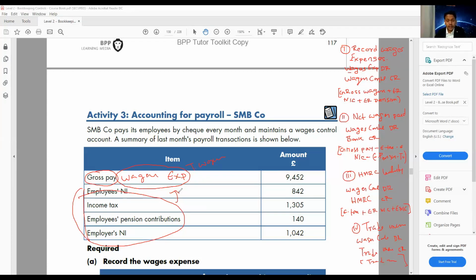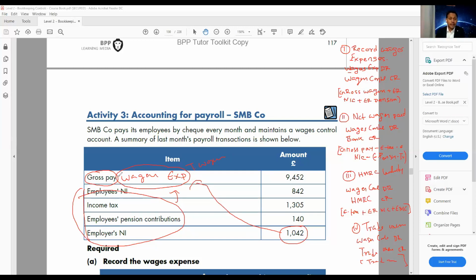If the question in the exam gives you wages expense, do not add the employer's NI again, because this is already inside. Only add this one if they say gross pay. Gross pay means this is only the employee's earnings. There is nothing inside for the employer. But as soon as I see the words wages expense, that means everything, employee and employer, is inside. I don't have to do anything.